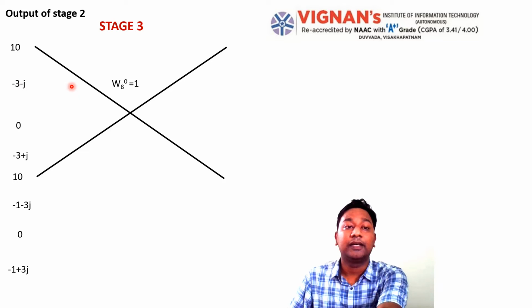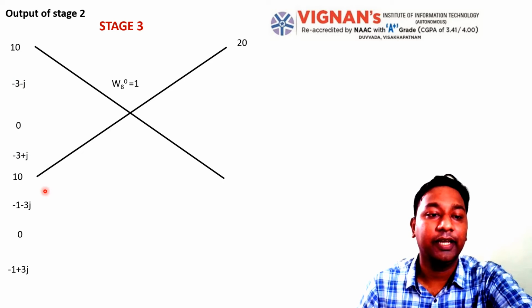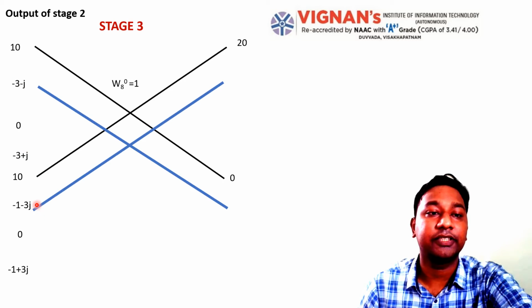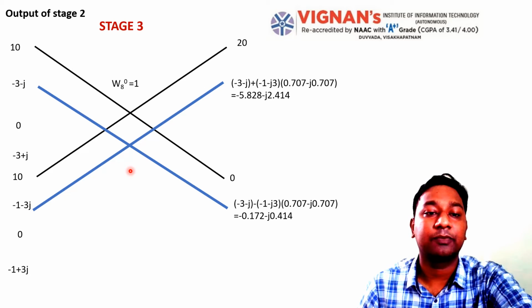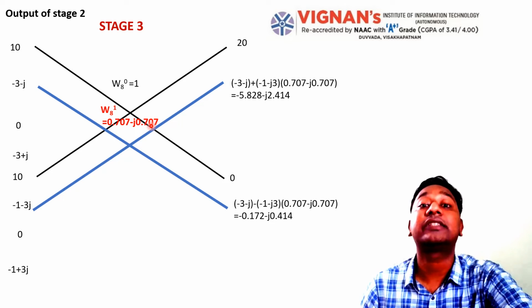Now the first butterfly input is 10 and 10 and the twiddle factor value is 1. So we know if it is 1, the output is simple addition and subtraction. So we will write the output 20, and 10 minus 10 is 0. Now the next butterfly inputs are minus 3 minus j and minus 1 minus 3j. The twiddle factor associated with the next butterfly is omega to the power 1, that is 0.707 minus j 0.707.